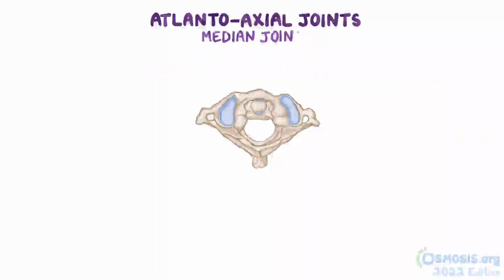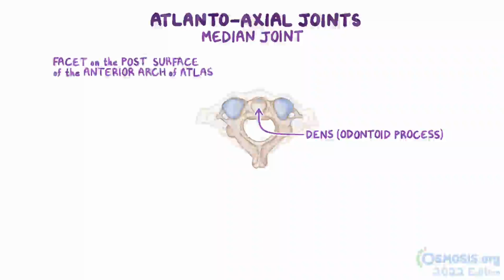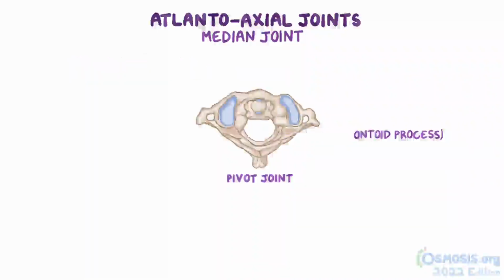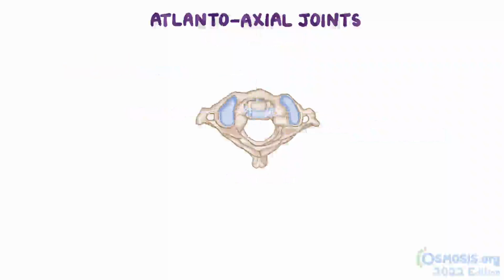Next is the median joint. This joint is between the anterior surface of the dens, or odontoid process, of the axis and a facet that lies on the posterior surface of the anterior arch of atlas. This unique articulation creates a pivot joint. The dens is held up against the anterior arch of the atlas by the transverse ligament of the atlas, which attaches to tubercles on the lateral masses of the atlas.